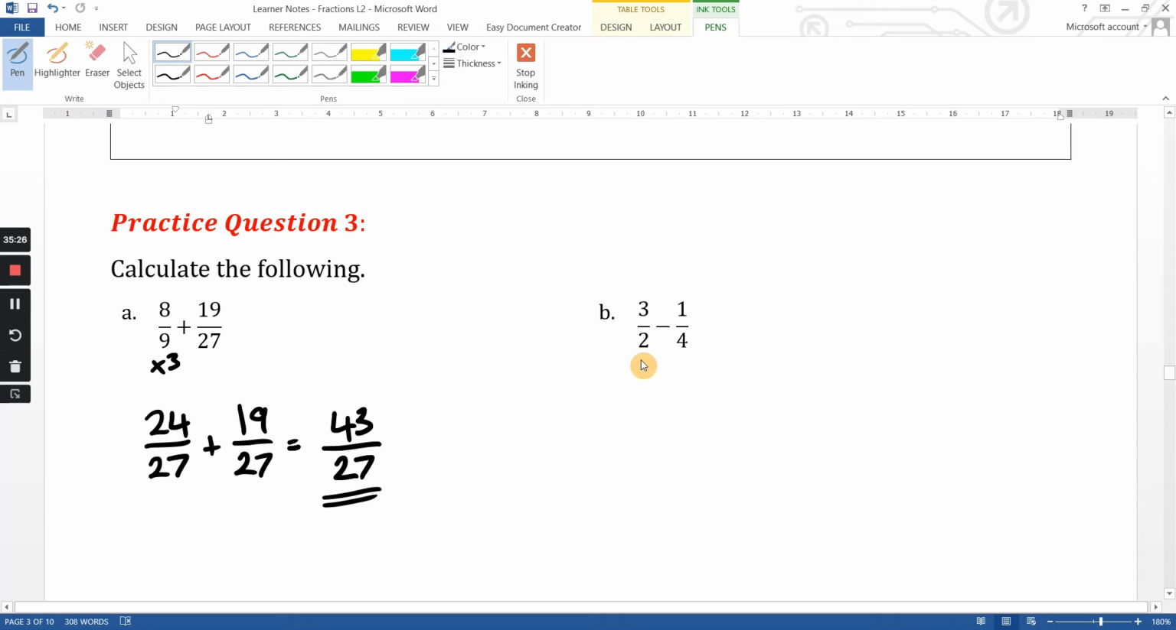Next one, I'm going to multiply the first fraction by 2. Keep that one the same. So I'll get 6 over 4 minus 1 over 4, which equals 5 over 4. Yeah, that's your answer.